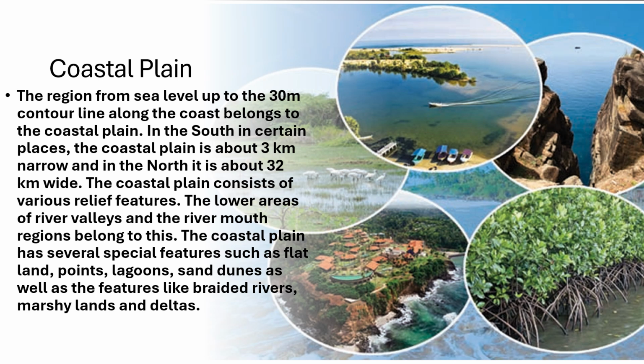Coastal plain. The region from sea level up to the 30-meter contour line along the coast belongs to the coastal plain. In the south, in certain places, the coastal plain is about 3 kilometers narrow, and in the north, it is about 32 kilometers wide. The coastal plain consists of various relief features. The lower areas of river valleys and river mouth regions belong to this. The coastal plain has several special features such as flatlands, points, lagoons, sand dunes, as well as features like braided rivers, marshy lands, and deltas.